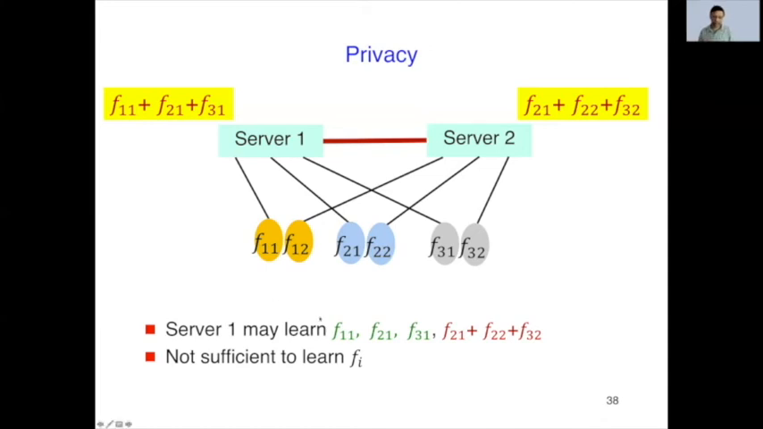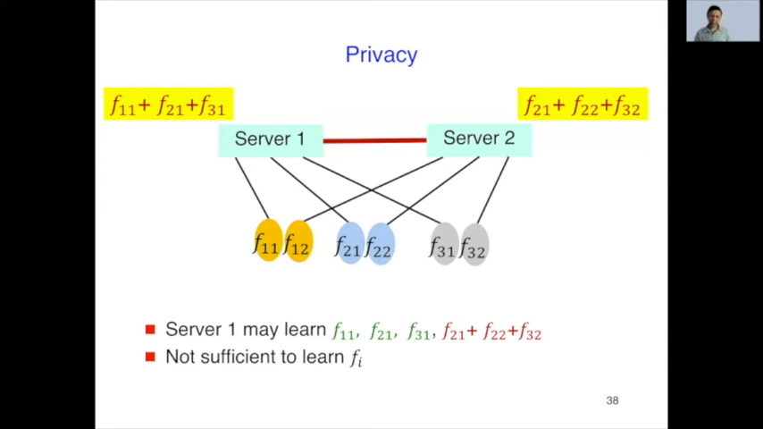And so this is what I'm trying to say at the bottom of the slide. Server one may learn, at the most, these individual functions f11, f21, f31, and the summation of the other three functions that are being simulated. However, it is not going to learn directly f1, f2, or f3. And in fact, if you choose these split functions well, then f11 will reveal very little about f1, if anything. And similarly, f21 will reveal very little about f2.